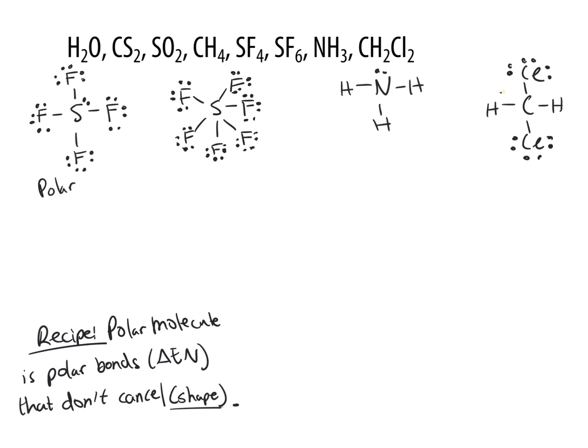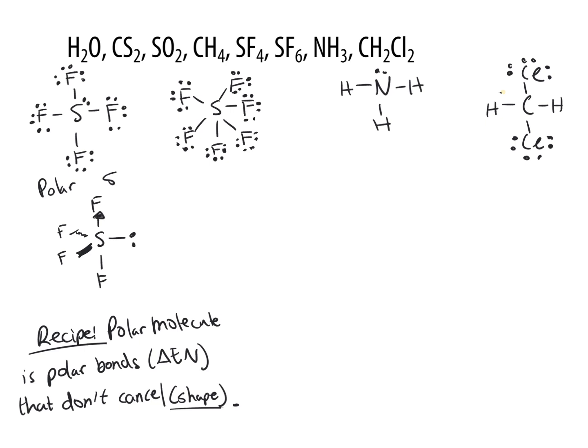Let's double check that by analyzing the shape. This has a steric number of 5, 4 bonded atoms plus 1 lone pair. That gives us a trigonal bipyramidal electron geometry around the SF4. 4 of those things are fluorine atoms, and the lone pair goes right in the plane here.